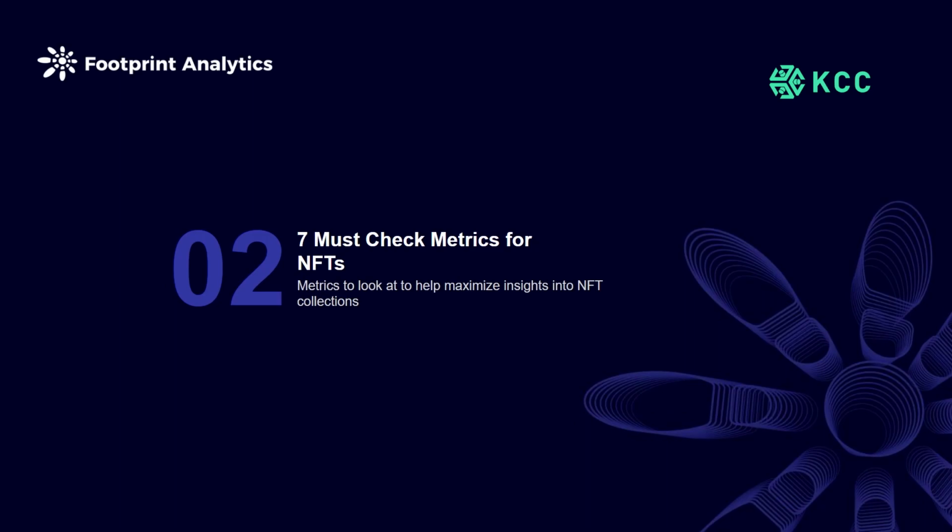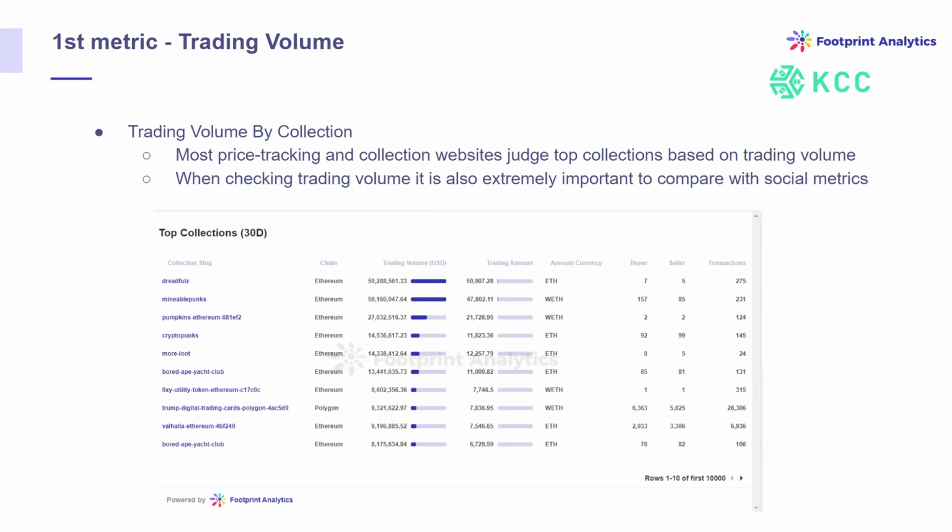Okay, seven must-check metrics for NFTs. Let's talk about the first one: trading volume. Why is trading volume super important? Well, let's say we go to OpenSea, or LooksRare. When we look at trending collections, even though we don't really know the algorithm all the way through, it's pretty obvious that the majority of the collections are ranked by the amount of trading volume that they have. So if you look here, at the time I took this screenshot, these were the top 30 collections based on trading volume that we had at Footprint Analytics.